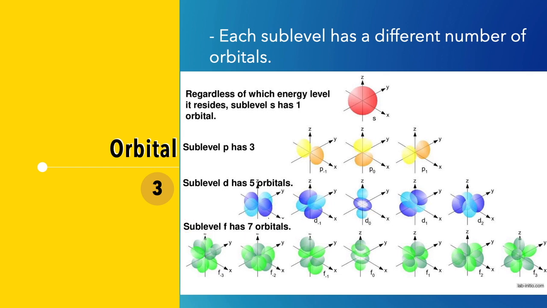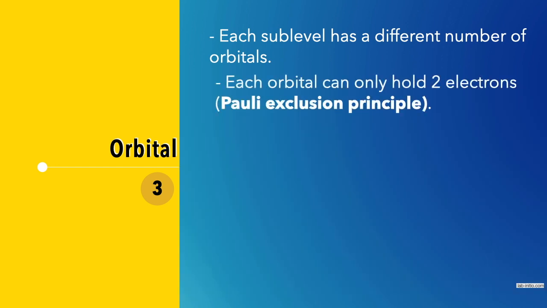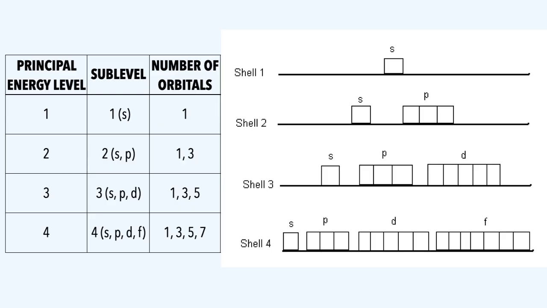Okay, ano ba ang orbital? The orbital holds only 2 electrons according to Pauli exclusion principle. Dito matatagpuan or maaaring matagpuan yung mga electrons. Okay, narito ang pictorial representation ng ating table. So, kanina hanggang sublevel lang tayo. Ngayon, dinagdagan na natin ng column 4, number of orbitals.